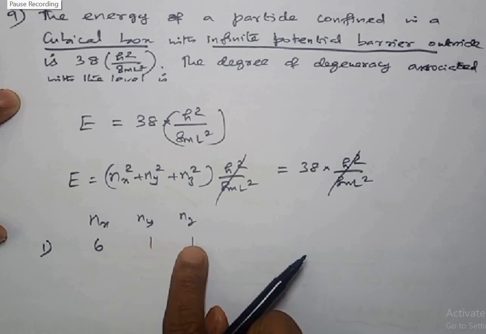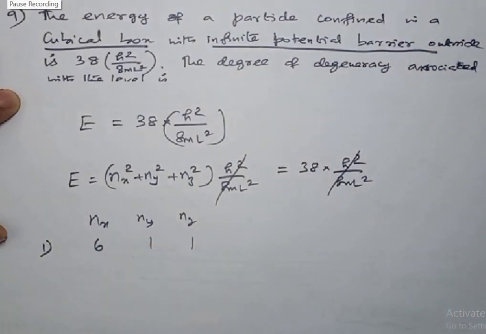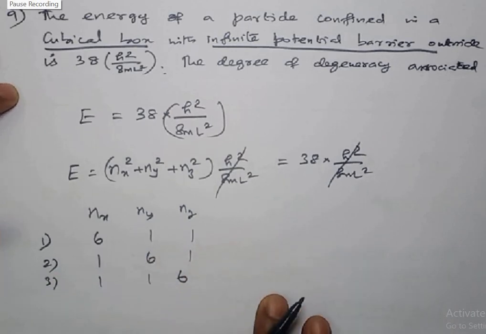1 square is 1, 1 square 1. If you add, you will get 38. And here we have two more possibilities. What is that? 611 or 161. Third one, 116. All these three will give the same energy, right?